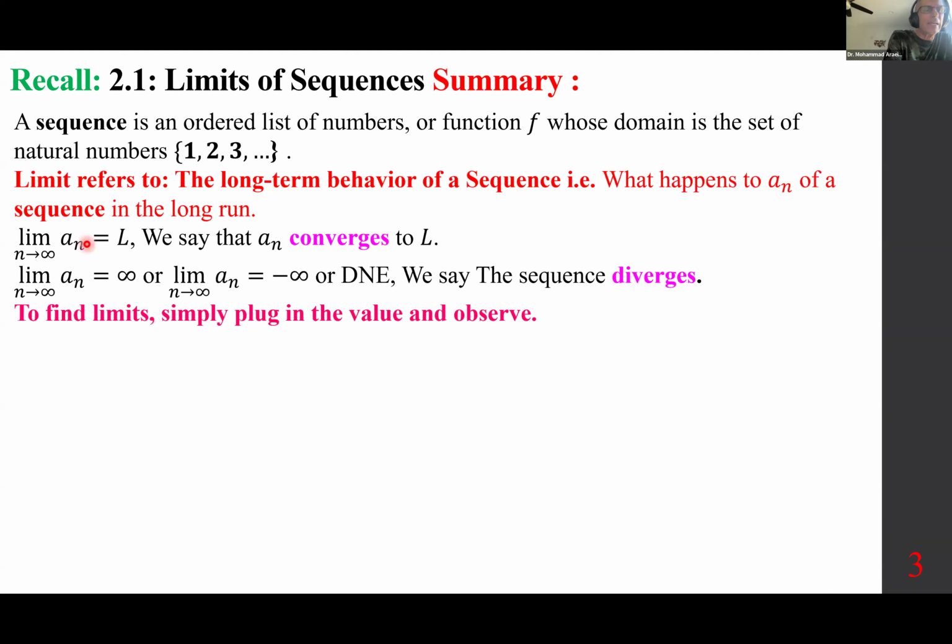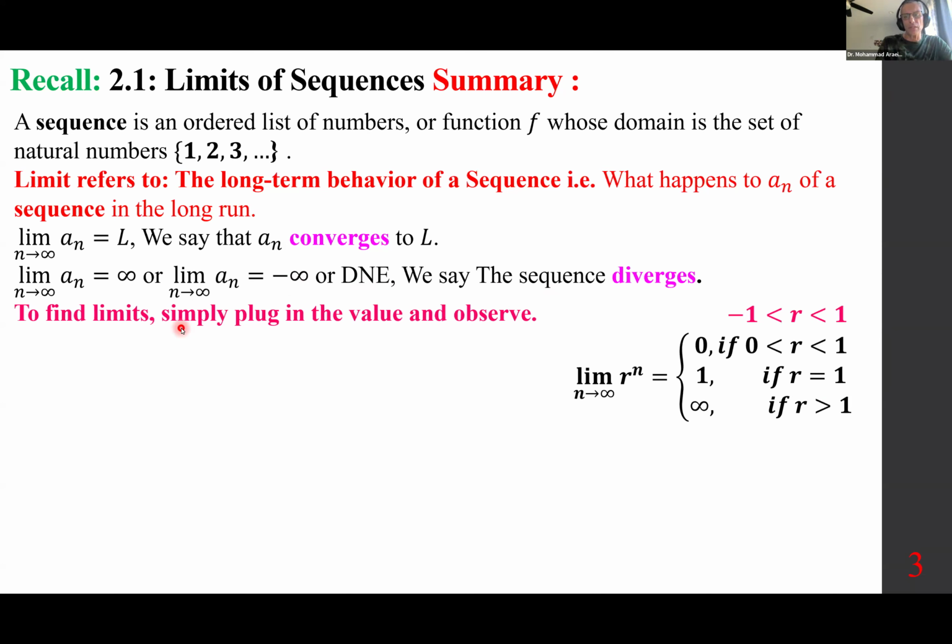The limit of a sub n as n approaches infinity is L. We say that a sub n converges to L. The limit of a sub n as n approaches infinity is infinity or negative infinity or DNE, does not exist. We say the sequence diverges. To find limits, simply plug in and observe. Plug in the value.